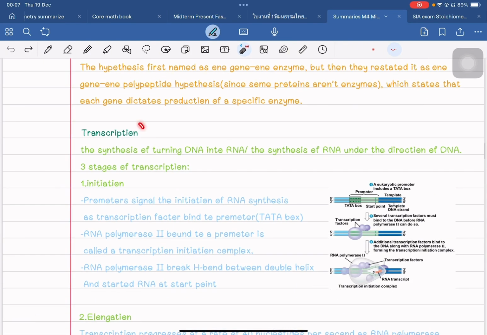So next is about transcription. It is the synthesis of turning DNA into RNA, meaning the synthesis of RNA under the direction of DNA.